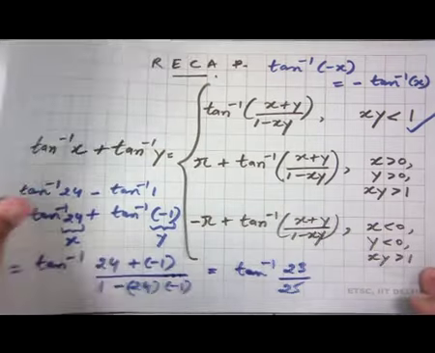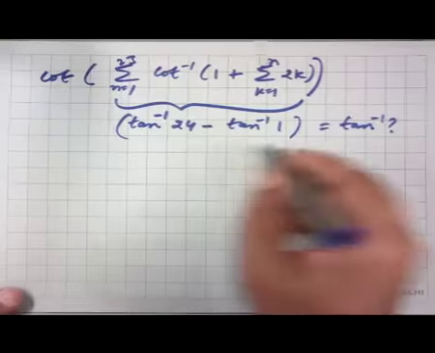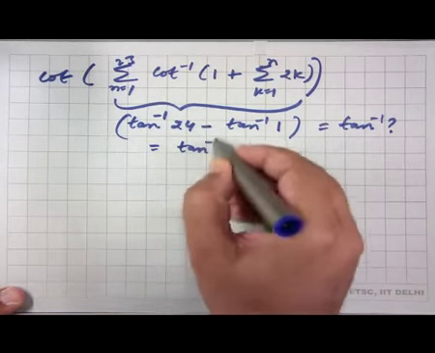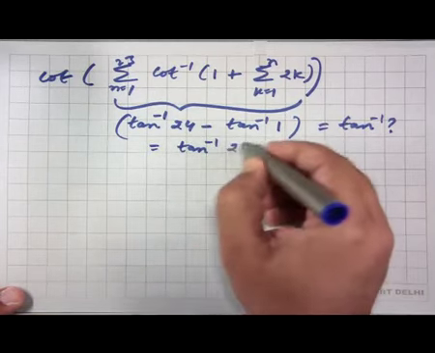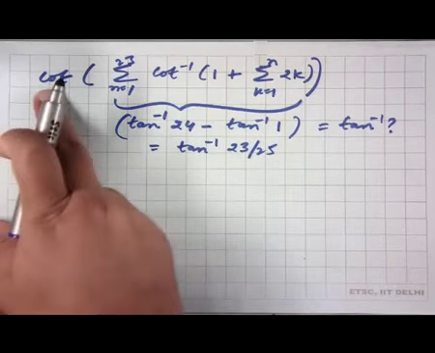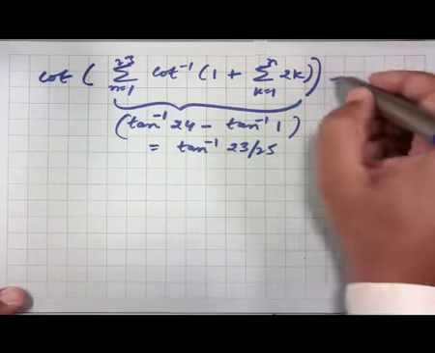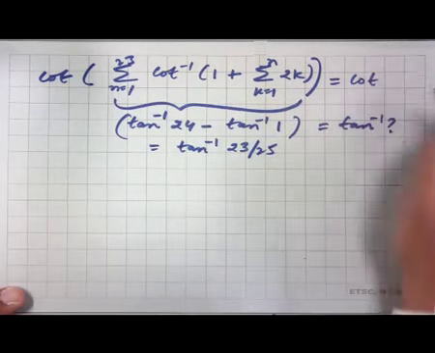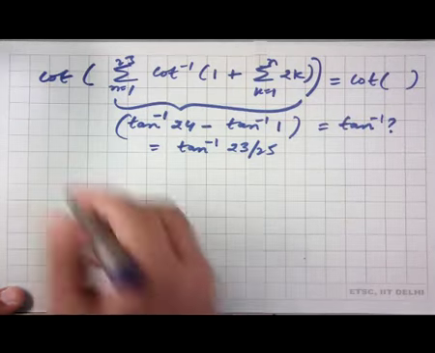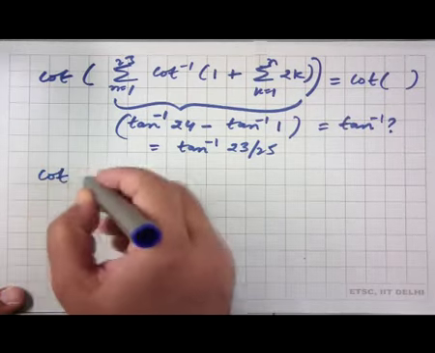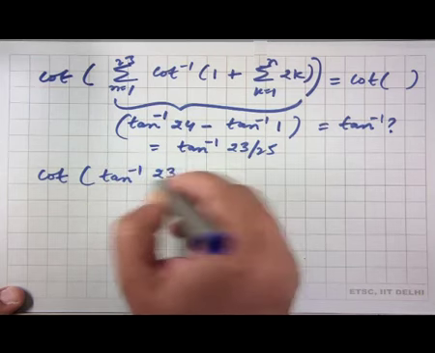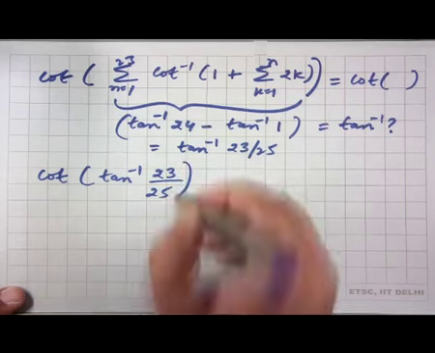So, therefore, now what we have is that this is equal to tan inverse of 23 over 25, and hence this whole thing is equal to cot of tan inverse of 23 by 25. So, the final answer will be cot of tan inverse of 23 over 25.